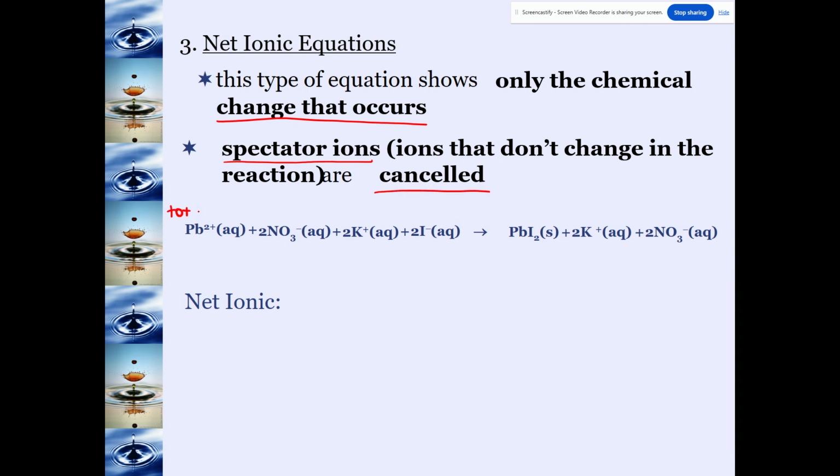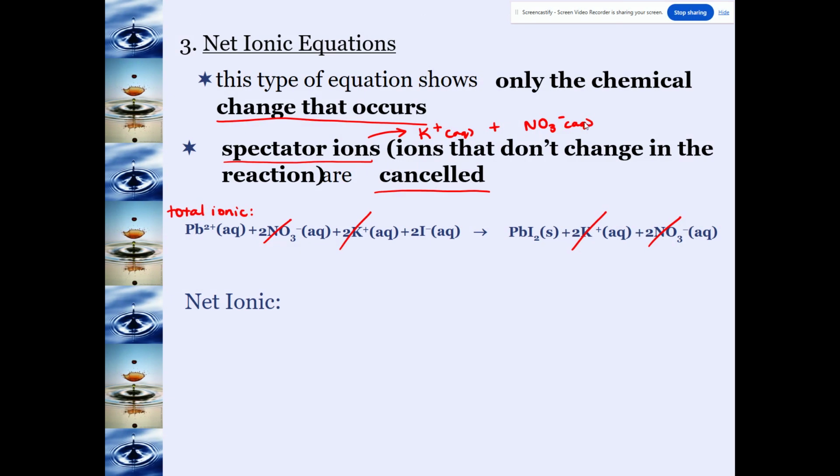So this was our total ionic reaction from the previous slide. Looking for spectator ions, I'm looking for ions that start as a free ion and end up as a free ion. My nitrate on the reactant side is a free ion, and on the product side is a free ion. So they are spectator ions and cancel. Same with the potassiums. There's 2 potassium ions on the reactant side and 2 free potassium ions on the product side. So they also cancel.